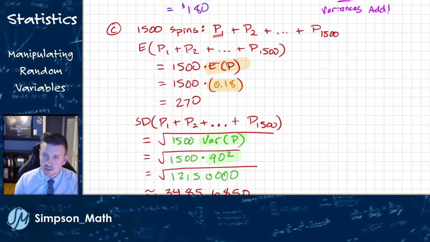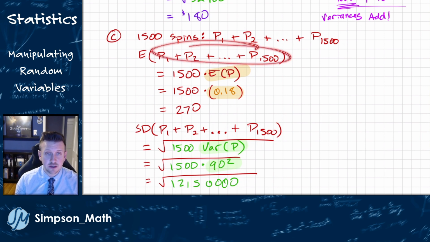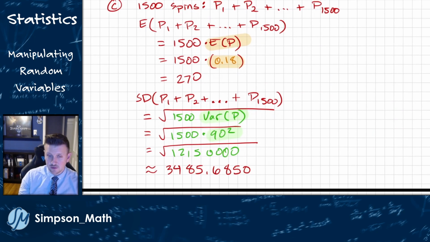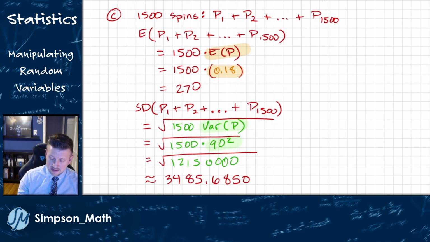Well, I don't want to write P1 plus P2 plus P3 all the way up to P1500. Well, actually I can this way, P1 plus P2 plus ... plus P1500. So imagine I have 1,500 P's. If I'm adding up those 1,500 P's, the expected value is going to be 1,500 expected values of P. So that's 1,500 times 0.18 or $270. So if you play on this particular machine 1,500 times, on average, you've just given the casino $270. Congratulations.